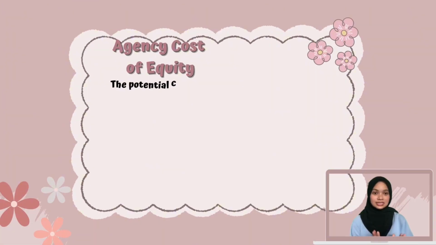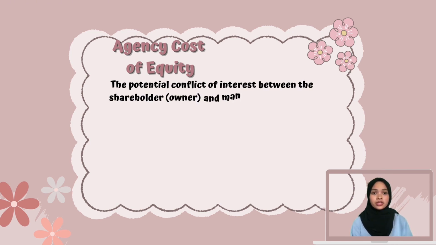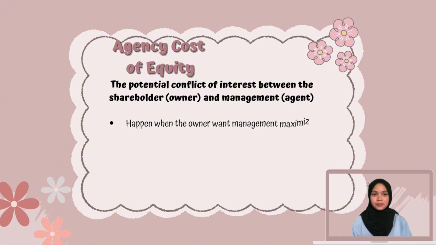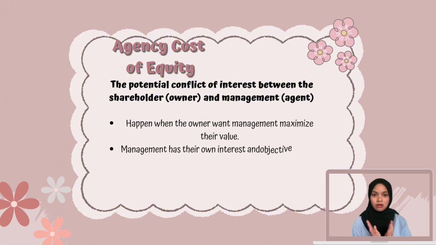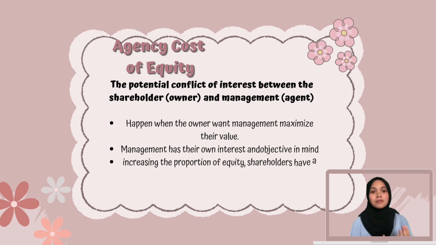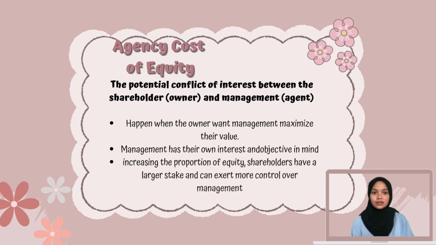Next is the agency cost of equity. It usually refers to the potential conflict of interest between the shareholders and the management in the company. This is usually because the shareholders want the management to make decisions that can maximize their value, while management may have their own interests or objectives in mind.